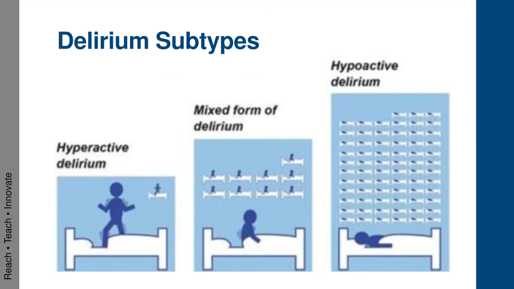The hypoactive form that most older adults present with is problematic because we may miss it. It's not very common that we're concerned about a patient being too sleepy or too quiet, but this is something that we all need to be aware of.